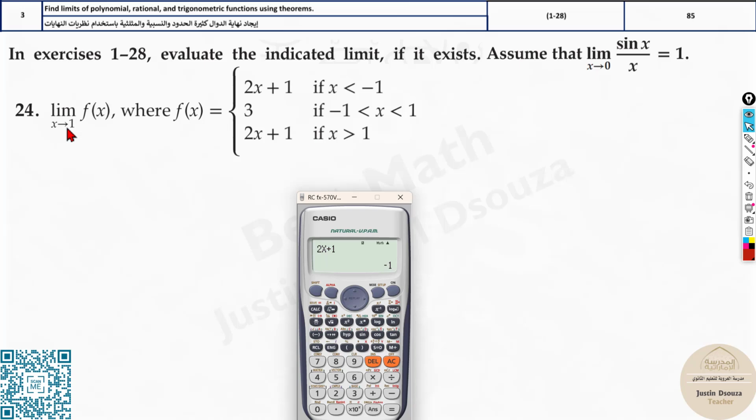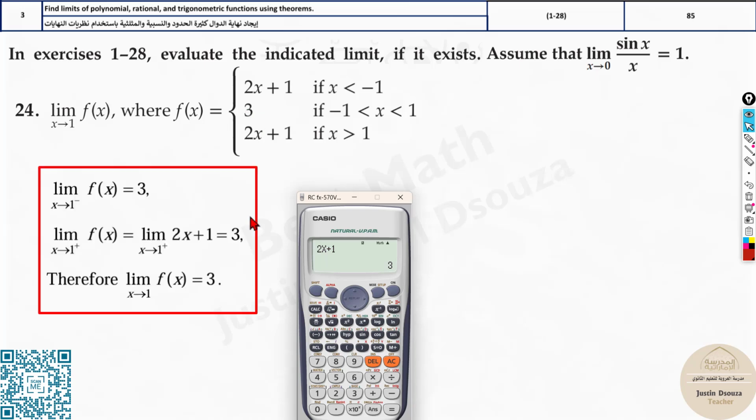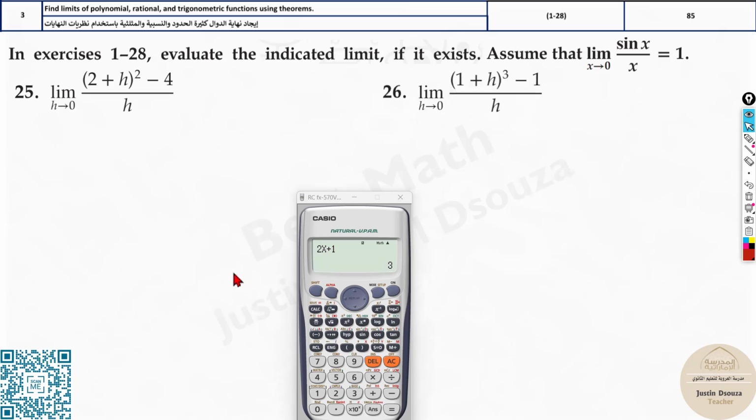Now here they have asked 1. So look over here. If I calculate it at 1, what's the answer? 3. Yes, these both match, so it exists. Since here 3 and 3 we are getting both the sides, it's the same thing and it exists. The limit is there over here.